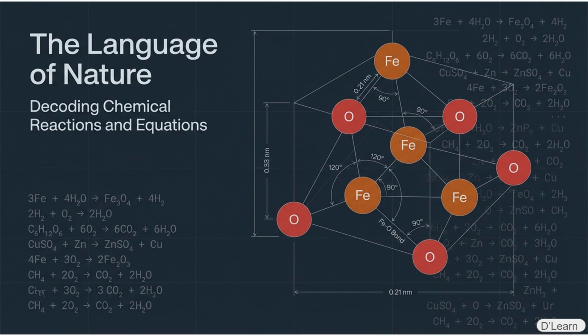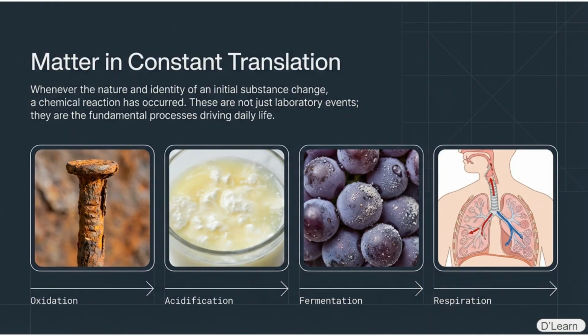Welcome to the chapter overview of chapter number 1, Chemical Reactions, where we decode chemical reactions and equations. These reactions are the fundamental processes that govern the natural world around us, from the smallest atoms to large-scale transformations. Matter is in constant transformation. A chemical reaction occurs whenever the nature and identity of a substance change. These fundamental processes drive daily life, including oxidation, acidification, fermentation, and even respiration.